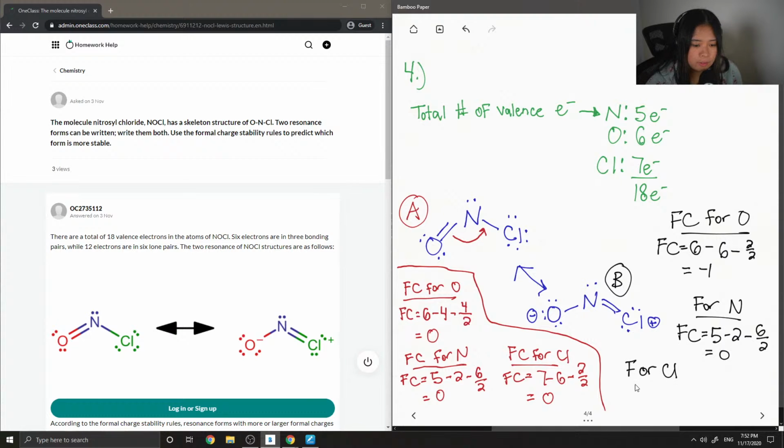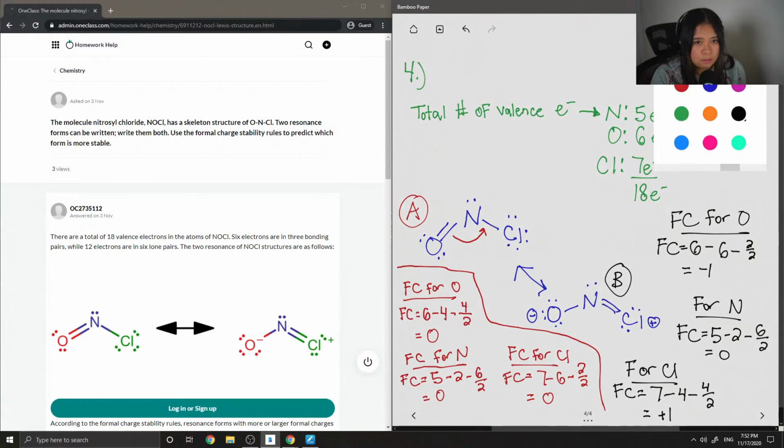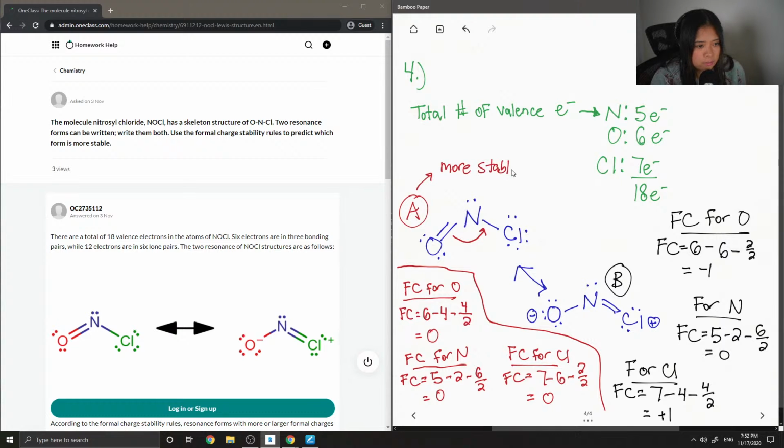But for the chlorine, it is 7 minus 4 minus 4 over 2. So 3 minus 2. So this gives us +1. Okay, so since compound A has all neutral atoms, this will be the more stable resonance structure.